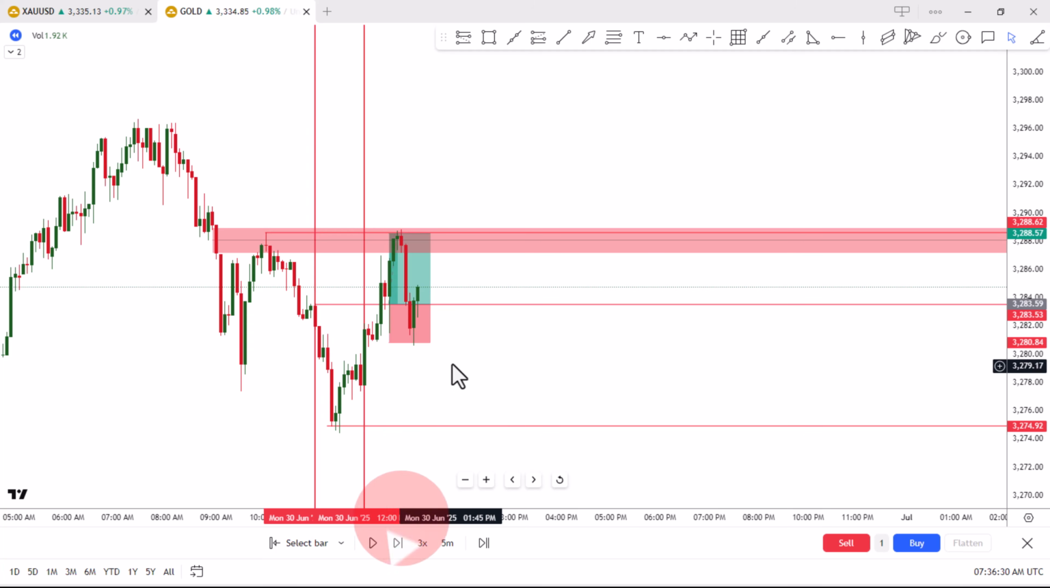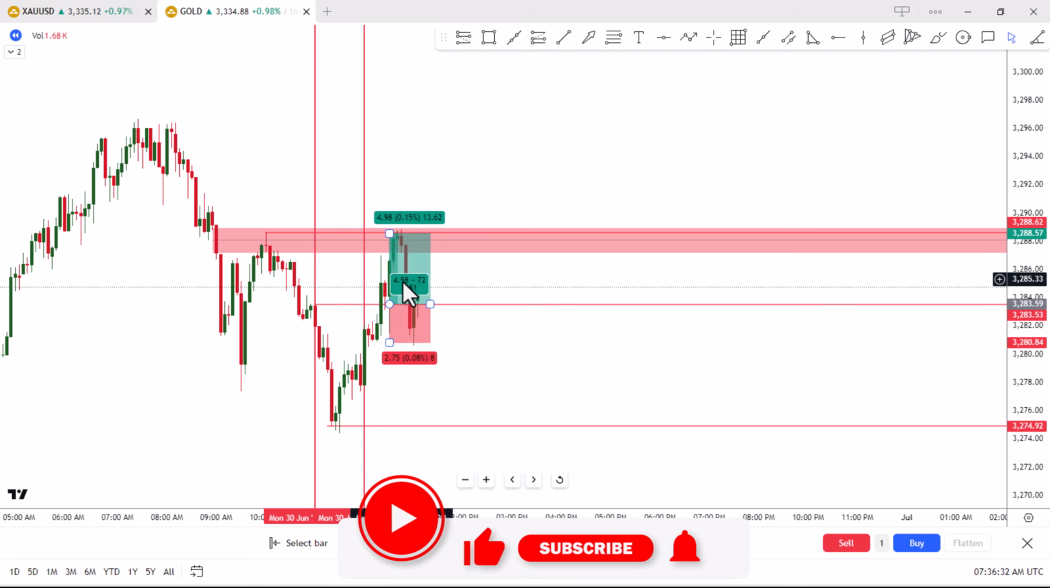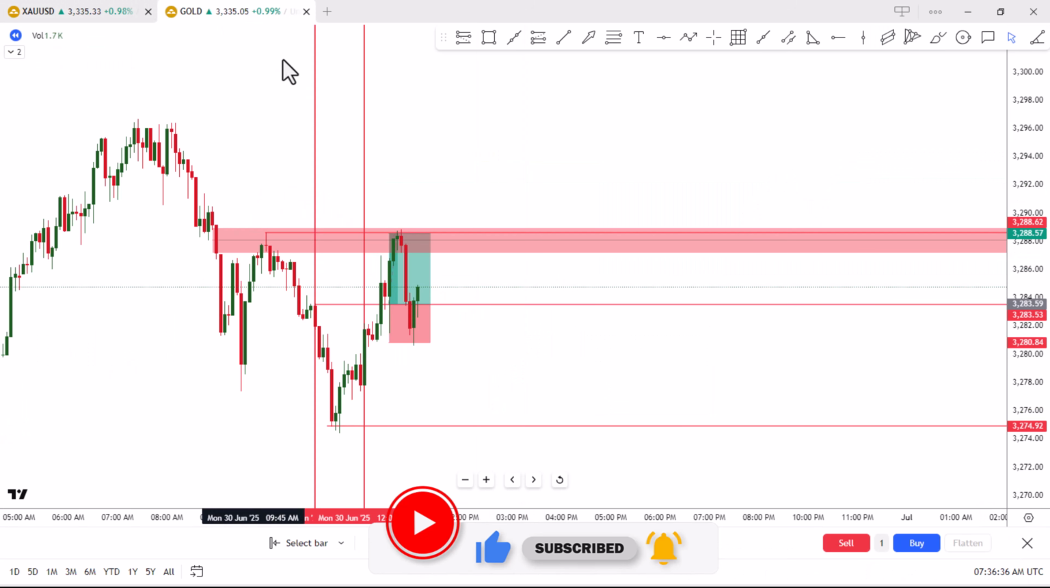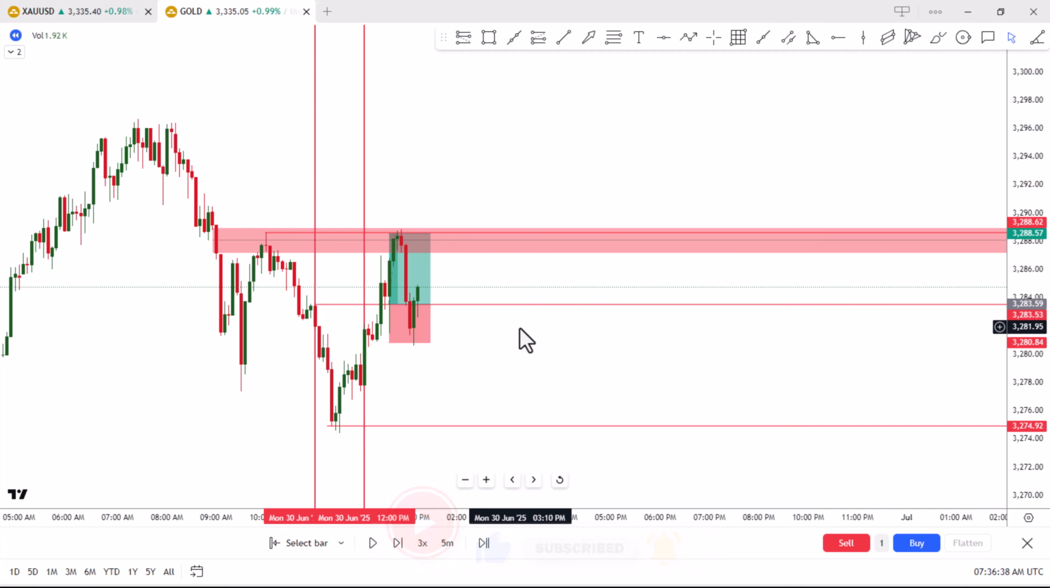Now let's go to the trade that I took after this reversal, which is this trade right here. Now it's going to be a very simple trade. I just want you to pay attention and understand how it works.